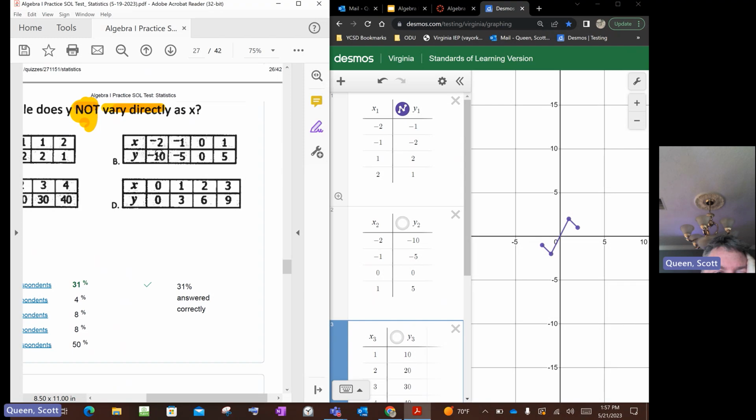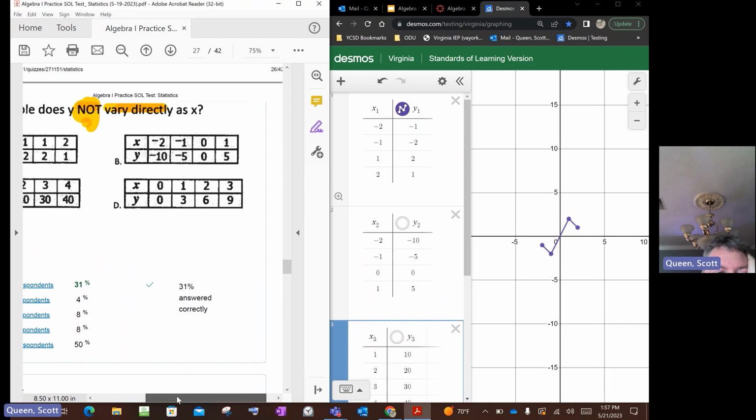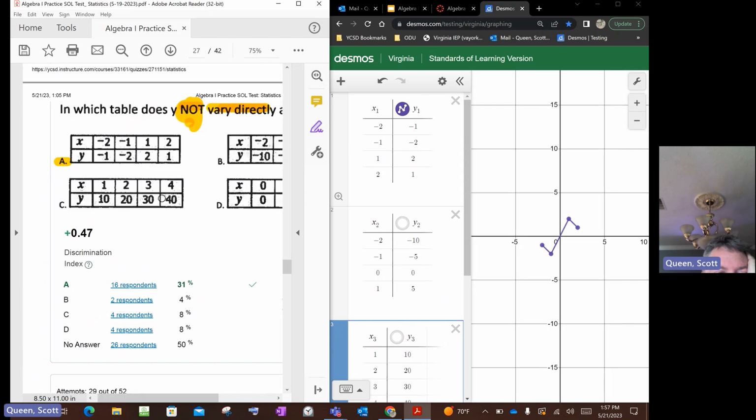Y divided by x. -10 divided by -2, that's going to be a 5. -5 divided by -1, that's 5. Zeros don't count. 5 divided by 1 is 5. All these again, same. 3 divided by 1 is 3. 6 divided by 2 is 3. 9 divided by 3 is 3. That's a direct variation. And 40 divided by 4 is 10. 30 divided by 3 is 10. 20 divided by 2 is 10. 10 divided by 1 is 10. Again, all three of those have the same constant. This one pretty much stands out. Just depends on what you know, but that's how you do it graphically.